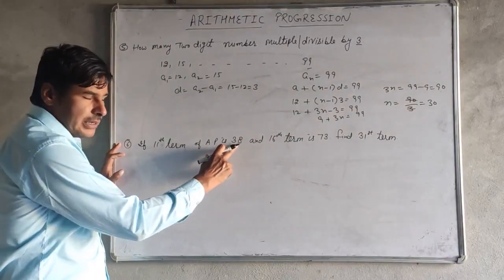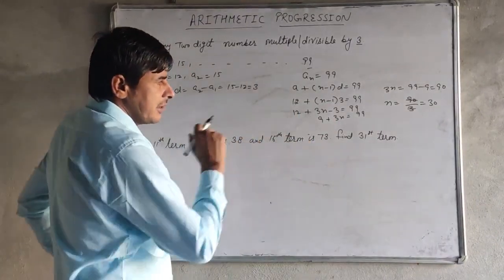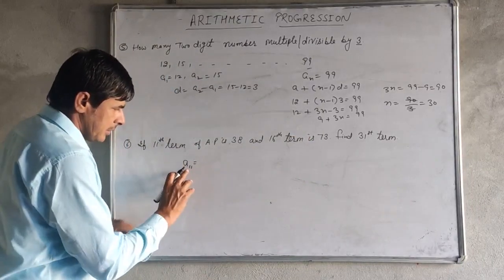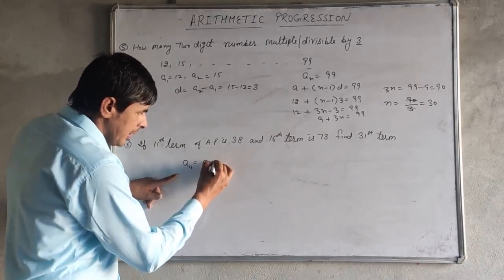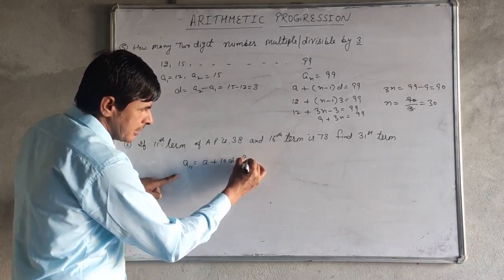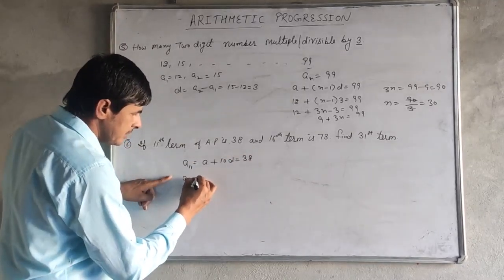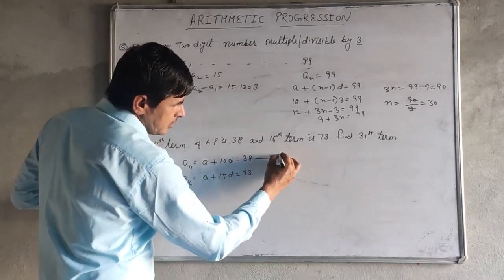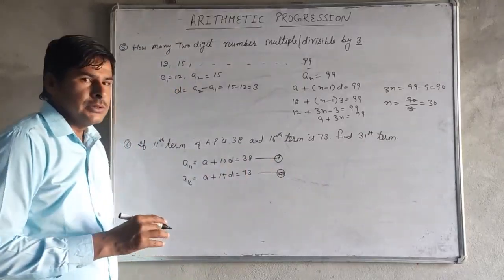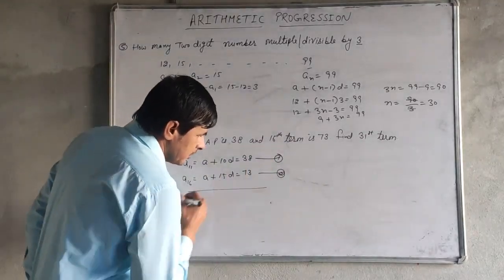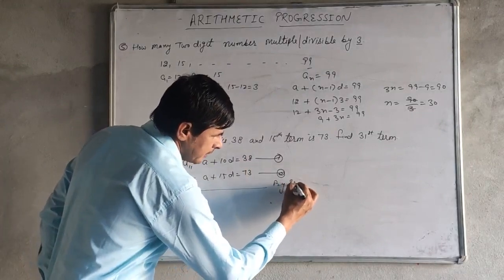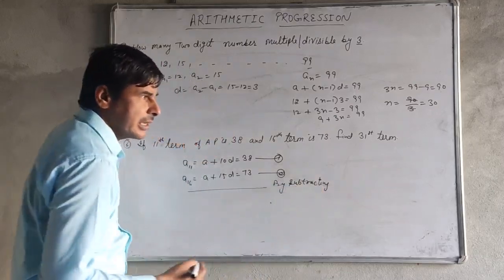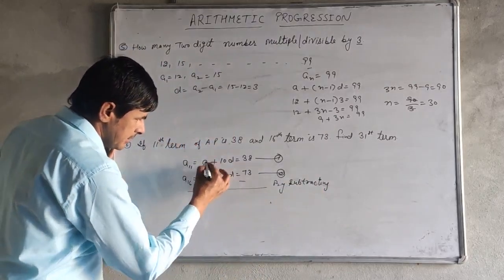11th term of an AP is 38, and 16th term of the AP is 73. Find the 31st term. So first of all, the 11th term. You can understand a11 means a plus 10d equal to 38, and 16th term a plus 15d equal to 73. These are the two equations, and we have to solve them. So first of all, by subtracting, change the sign of the second equation, minus, minus, minus.